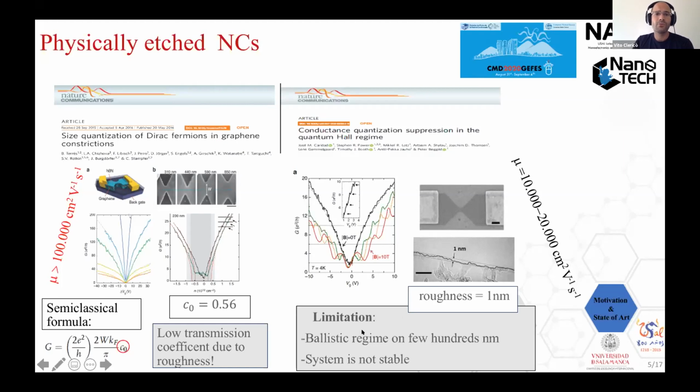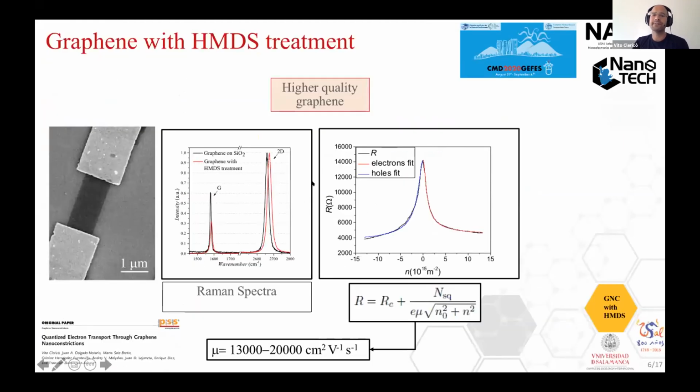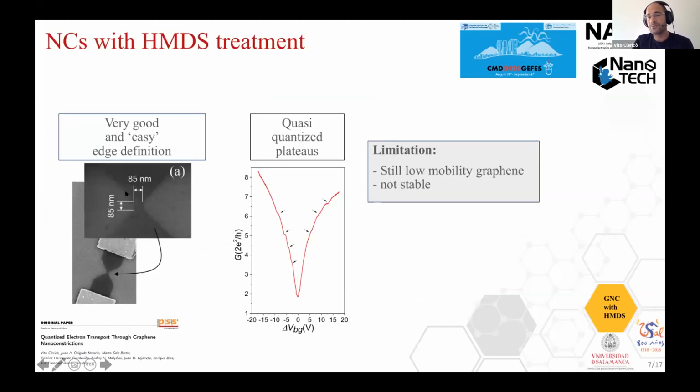When I started to work with graphene nanoconstriction, I started with graphene with hexamethyldisilazane treatment. Thanks to this chemical treatment, the quality of normal graphene on silicon oxide improved a lot. This can be seen from the Raman spectra, in particular from the ratio between the 2D peak and G peak, which improved a lot with respect to standard graphene on silicon oxide. The mobility that is normally possible to obtain is quite higher, typically more than 10,000 cm² per volt per second. So this is a good compromise. Why? Because in graphene on silicon oxide it is quite easy to define the constriction, and also with good definition. For example, in this case, I defined a constriction of 85 nanometers.